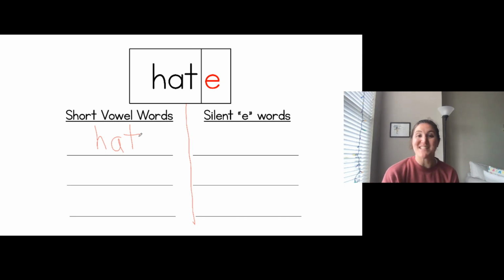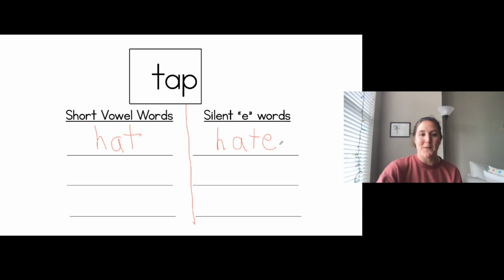All right, now what's this one? There's an E at the end, so you're making the long vowel sound. You're saying A. You read it. What does it say? Very good. Hate. That's a silent E word. Ate, hate. Okay, let's do the next one.